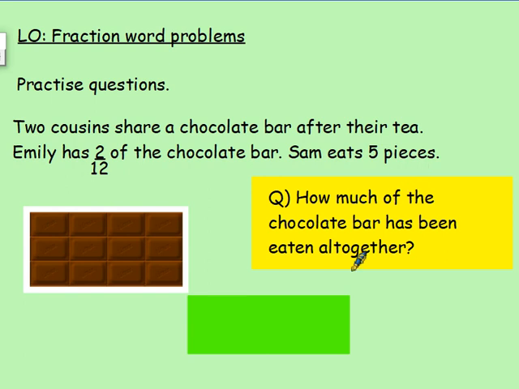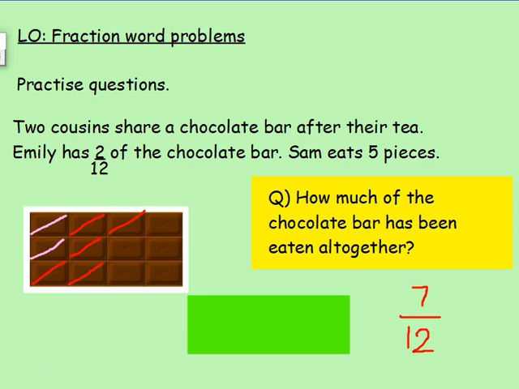Okay, so we want to work out how many is eaten all together. So let's have a look. So Emily's eaten this piece and this piece, because there's 12 pieces altogether and she's had 2. Okay, Sam eats 5 pieces, so 1, 2, 3, 4, 5. So we could use the diagram to find out the answer. So let's count them all up. We've got 1, 2, 3, 4, 5, 6, 7. So how much of the chocolate bar has been eaten altogether? 7 pieces out of 12.